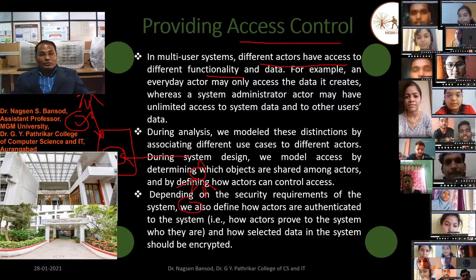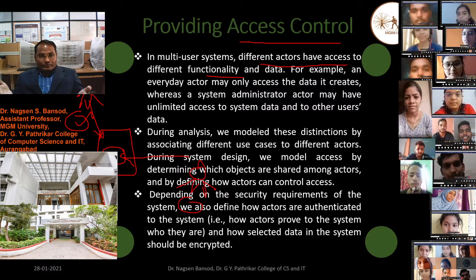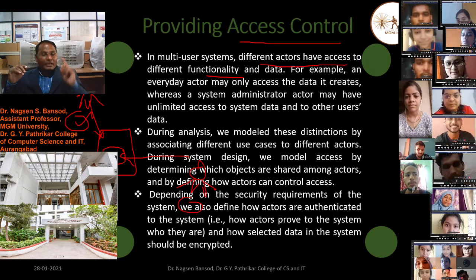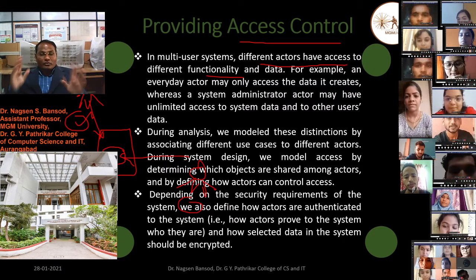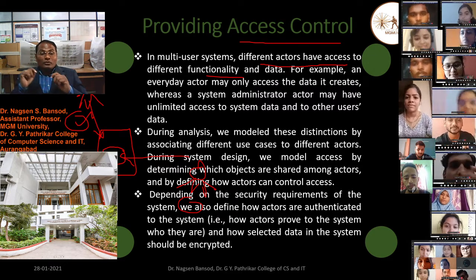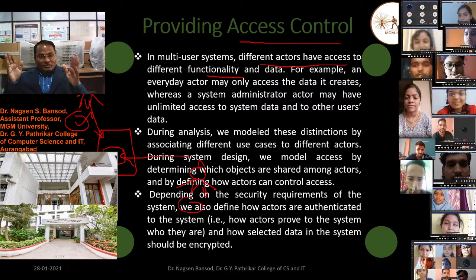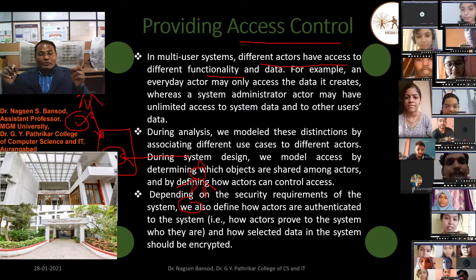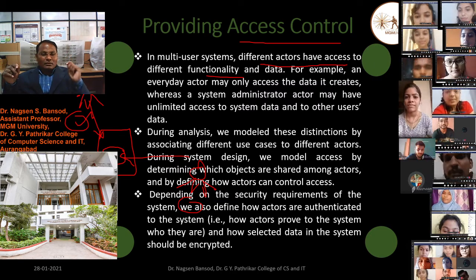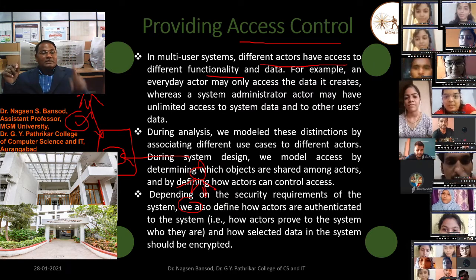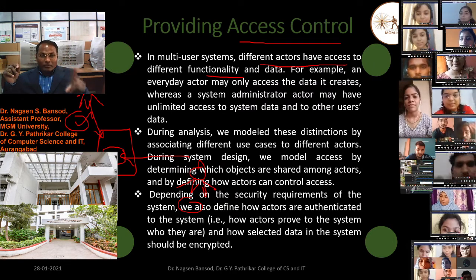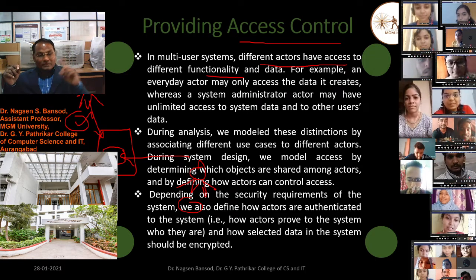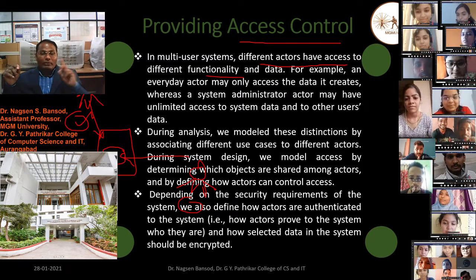We also define how actors are authenticated to the system. Suppose you want to use the computer in our lab, there is not that much strong security. Anybody can tell you directly the username and password of the system. But suppose there are ATM machines situated at our nearest location. If you went there to access that, you need an ATM card and the password PIN to access that machine. Then and only then you will be granted access.